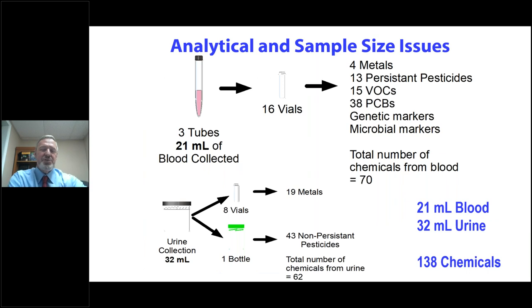So we collected 3 tubes of blood, which went into 16 vials, and you can see what we measured from there. Then we collected a urine sample that went into 8 vials in one bottle for metals and non-persistent pesticides. So you can see we only had 21 mils of blood and 32 mils of urine to work with on average. Now, if you work in the environmental world, you can get liters of water, you can get kilograms of soil, you can get kilograms of food, but especially in childhood investigations in our country, we pretty much limit the maximum amount of blood you can take to 21 mils. But there are issues with even that.